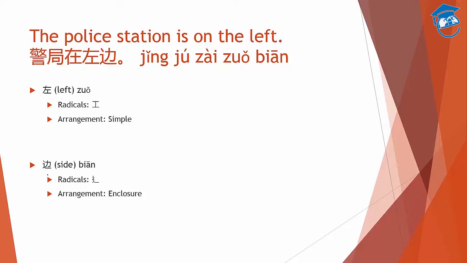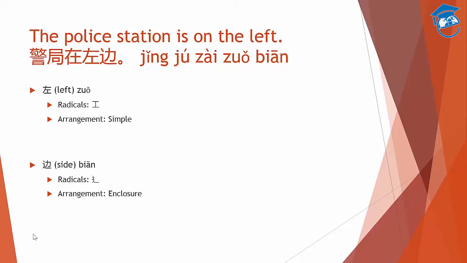The last word is this one, 边. It means side. So 左边 is like left side, or in English you can say left hand side. Because 左 is an adjective, you need an object, and the object here is side. This is the pinyin, and the radical is this one. The arrangement is enclosure. As you can see, the radical is wrapping what's over here. So here's how to write 边.